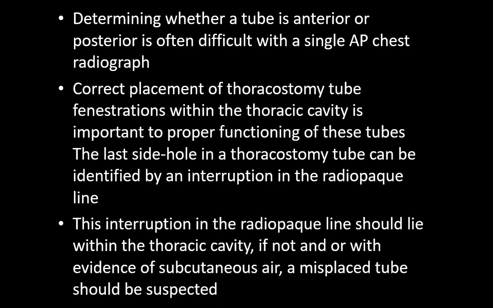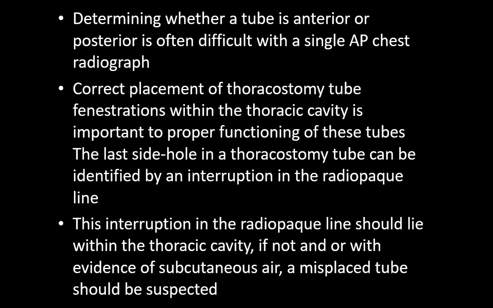Now it is difficult to determine whether the thoracostomy tube is placed anterior or posterior to the lung on a single chest X-ray AP view. What is the correct position? The tube has to be placed such that all holes, all fenestrations, are within the thoracic cavity, so as to have proper drainage of the air.